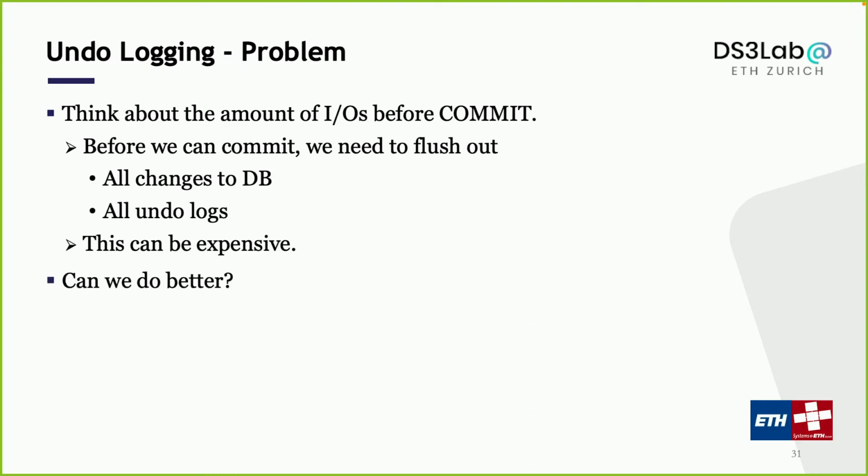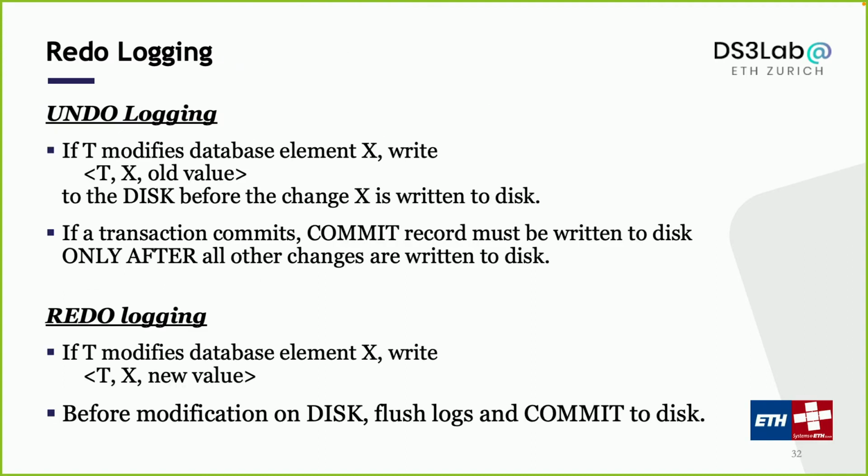Can we do better? Now I want to twist this protocol in a way that I do not need to have this additional I/O before I can tell my user I committed. What should we do? So an alternative way of doing logging is, instead of undoing all those uncommitted transactions, I try to redo all the committed transactions. And that gives you an alternative strategy called redo logging.